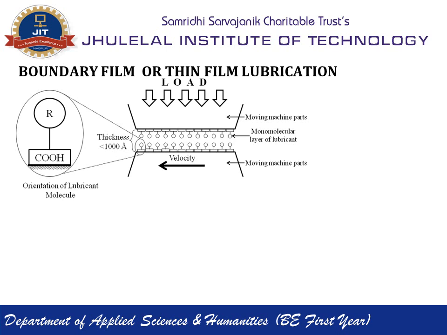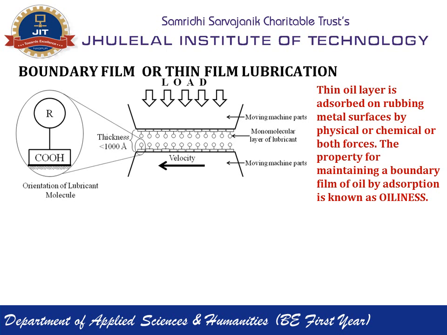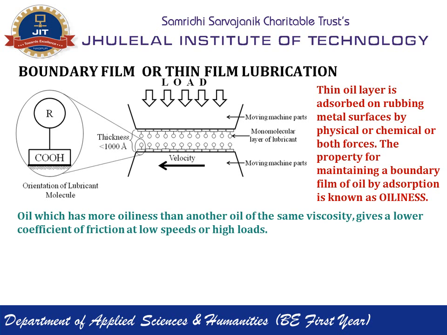In this type of lubrication, it is necessary that a thin layer of oil is adsorbed on rubbing surfaces by physical or chemical or both processes on the metal surfaces, as shown in the figure. This property, which is responsible for maintaining a boundary film of oil by adsorption, is known as oiliness. Oil which has more oiliness than the other oil of the same viscosity gives a lower coefficient of friction at low speeds or high load.